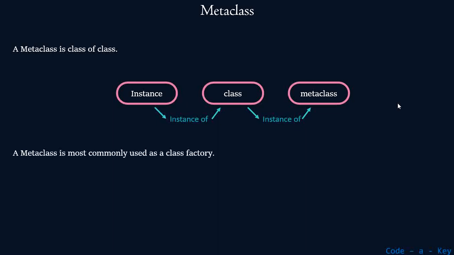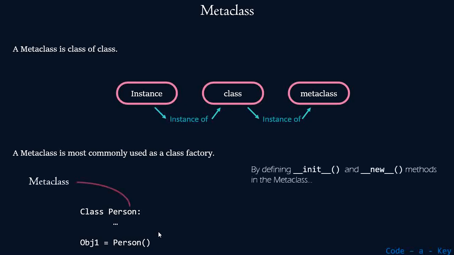Metaclass is most commonly used as a class factory. As we create an instance of a class by calling a class, Python creates a new class by calling the metaclass. We have created a class Fruit, so Python has created a new class Fruit by calling the metaclass. Similarly, as we create an instance of the class Person, Python is going to create a new class by calling the metaclass.